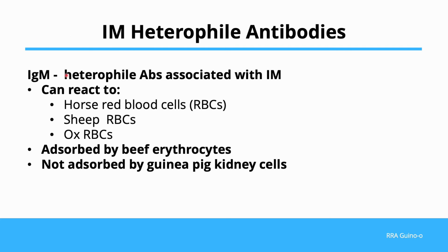So talking in more detail about our infectious mononucleosis heterophile antibodies, they are usually IgM, and they have the following characteristics. They can react to horse red blood cells, sheep red blood cells, and ox red blood cells. Ox red blood cells might also be called your bovine red blood cells. And they can be adsorbed by our beef erythrocytes, but they are not adsorbed by our guinea pig kidney cells. When we say adsorbed, this simply means that these antibodies are taken up by these cells and they are neutralized.